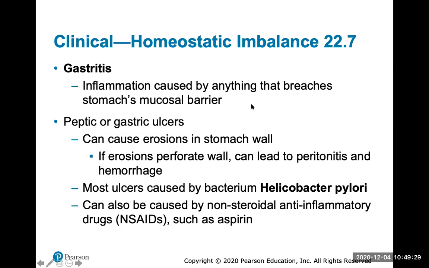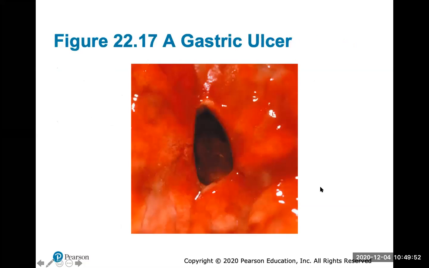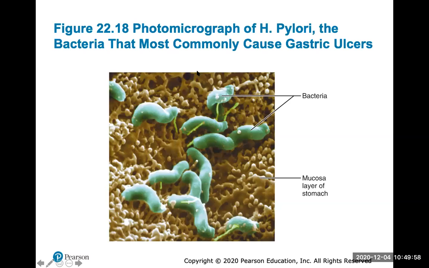Gastritis is an inflammation caused by anything that breaches the stomach's mucosal barrier. You can have a peptic or a gastric ulcer, which could cause an erosion in the stomach wall. Most ulcers are created by a bacteria, but also can be created by NSAIDs such as aspirin. So that's one thing you have to remember, not to take too much aspirin because it's wearing away this mucosa layer wall. That's a look at a gastric ulcer. If any of you have had an ulcer, I think it's incredibly painful. Here's the bacteria that most commonly causes gastric ulcers.